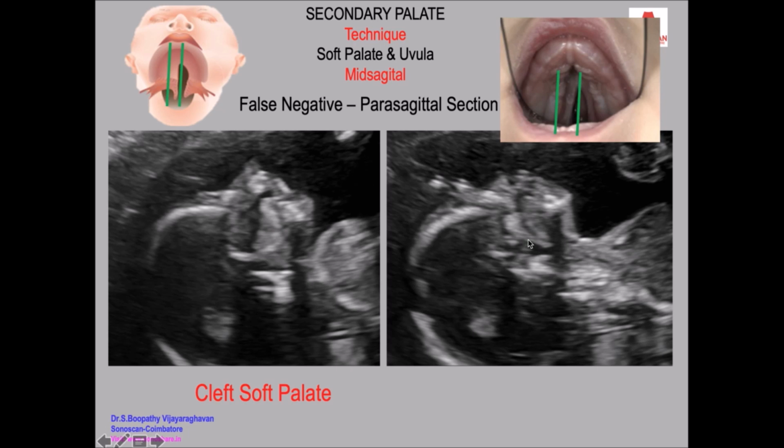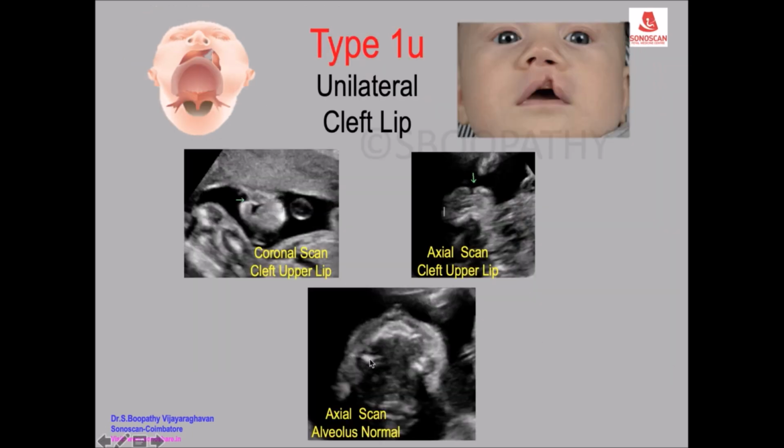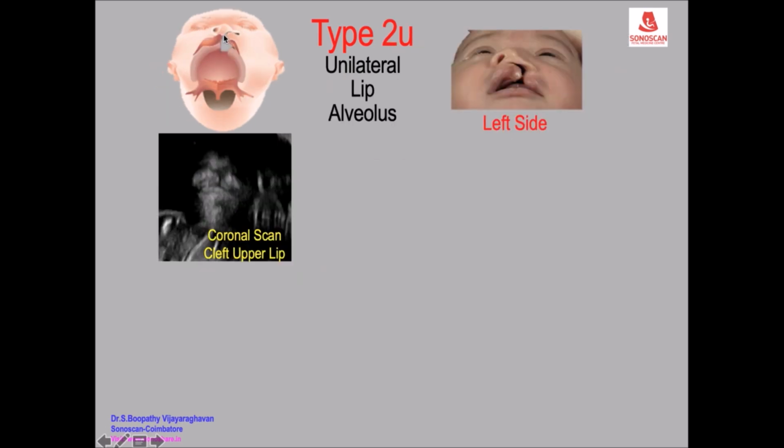So this is the lateral part of the soft palate, lateral to the cleft. Go to the alveolus, you see the alveolus of the maxilla is intact. There is no cleft in the alveolus. Cleft involving the lip and alveolus, so that is 2, and U stands for unilateral. So it is unilateral on the left side.